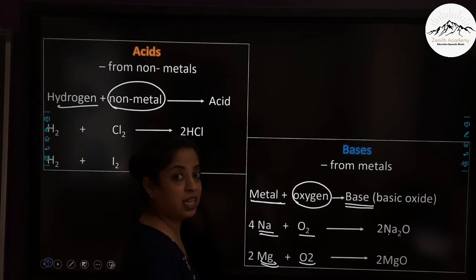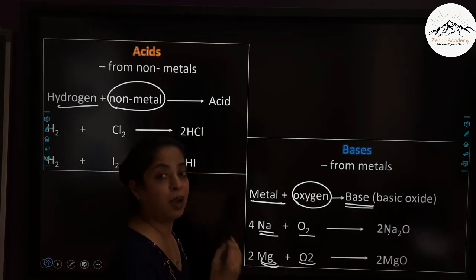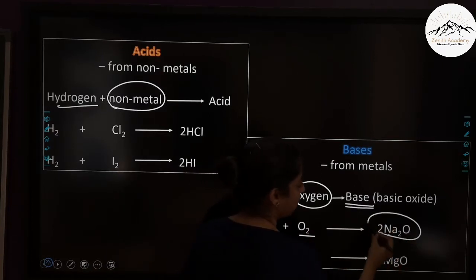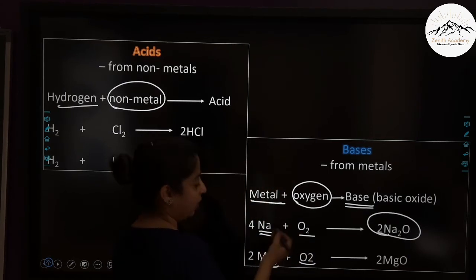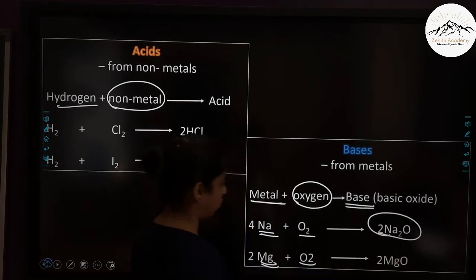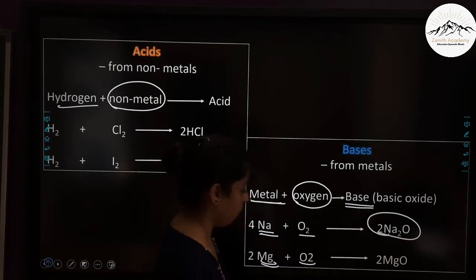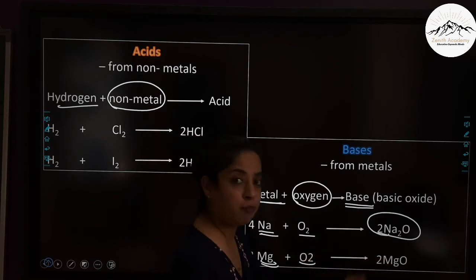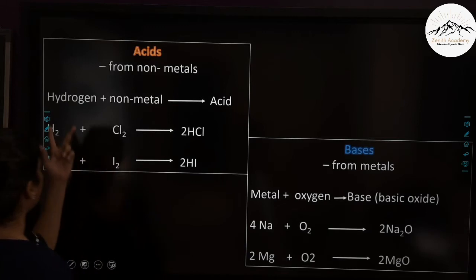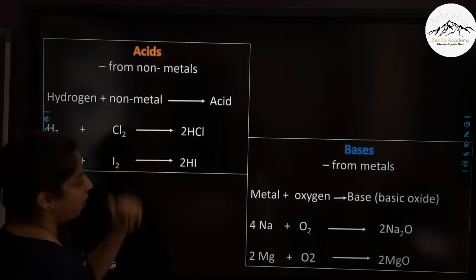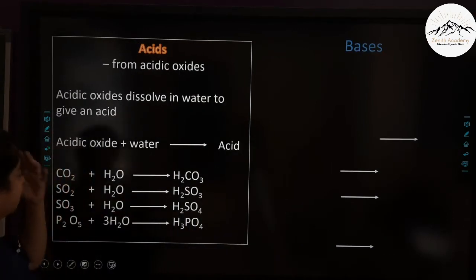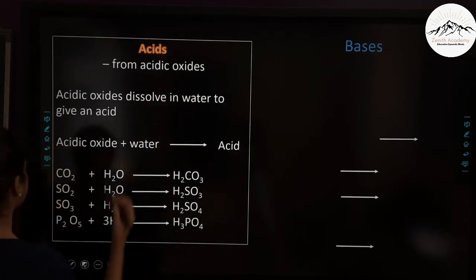Now sodium oxide is a metal oxide. We know that metal oxides are base. Okay. So basically it is forming a basic oxide. So metal reacts with oxygen to form base, which is a basic oxide. So Na plus O2 forms Na2O and Mg plus O2 forms MgO. So acids and bases are formed by direct combination of non-metal and hydrogen to form acid, metal and oxygen to form base.